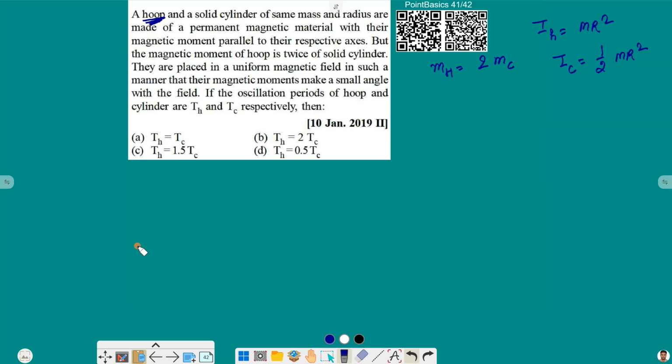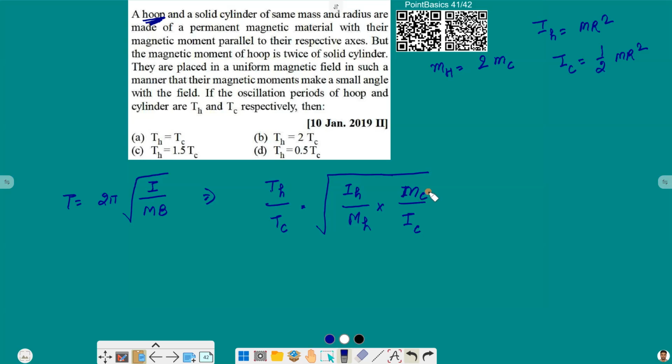So let's now compare their time periods. The time period in a field is 2 pi under root I by M dot B. As the field is the same for both of these, only the moment of inertia and magnetic moments are changing. So we can say T hoop by T cylinder will be equal to under root moment of inertia of hoop divided by magnetic moment of hoop, upon moment of inertia of cylinder divided by the magnetic moment of the cylinder.